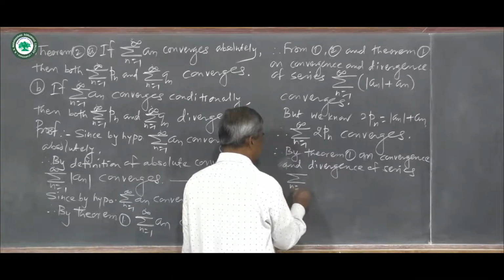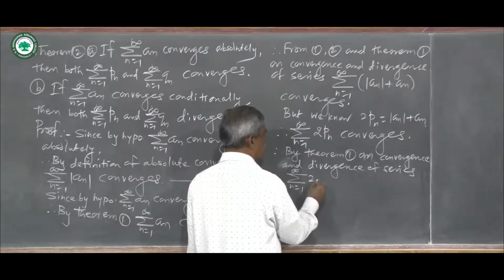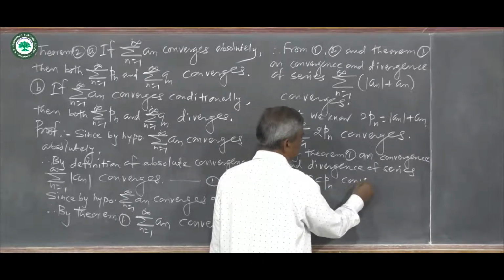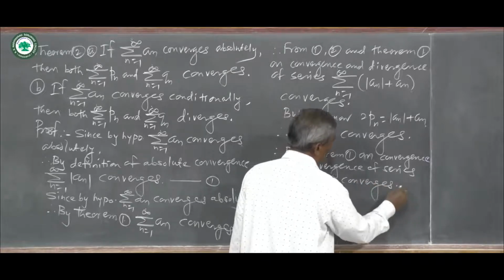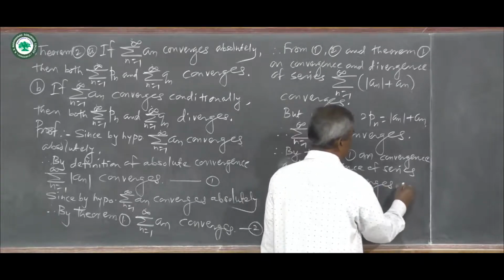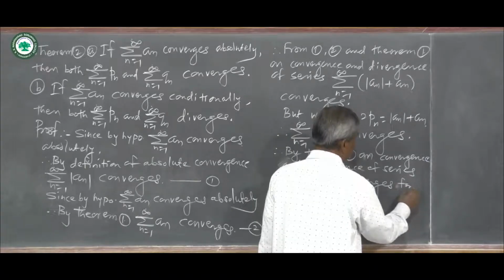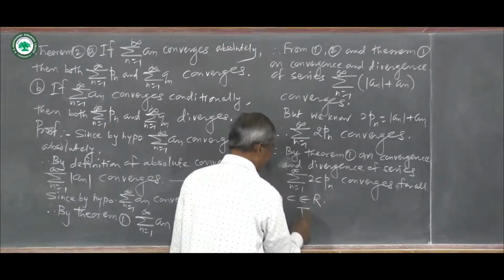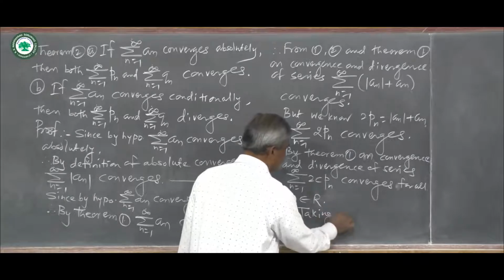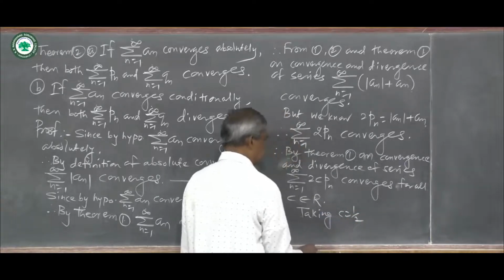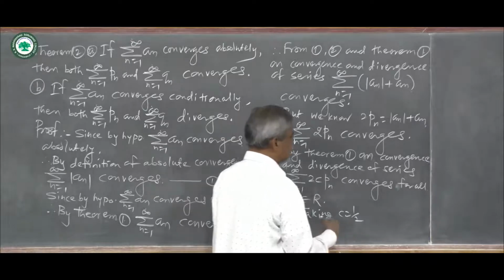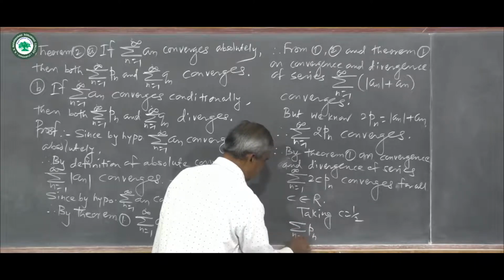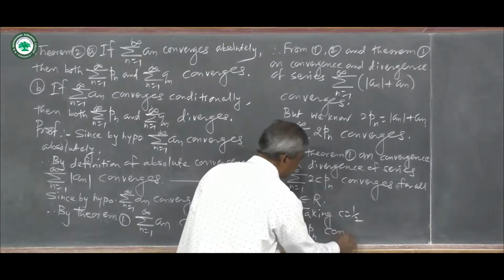summation n is equal to 1 to infinity 2c Pn converges for all c belongs to R. Taking c is equal to 1/2, we obtain summation Pn converges. Sigma Pn, n is equal to 1 to infinity, converges.